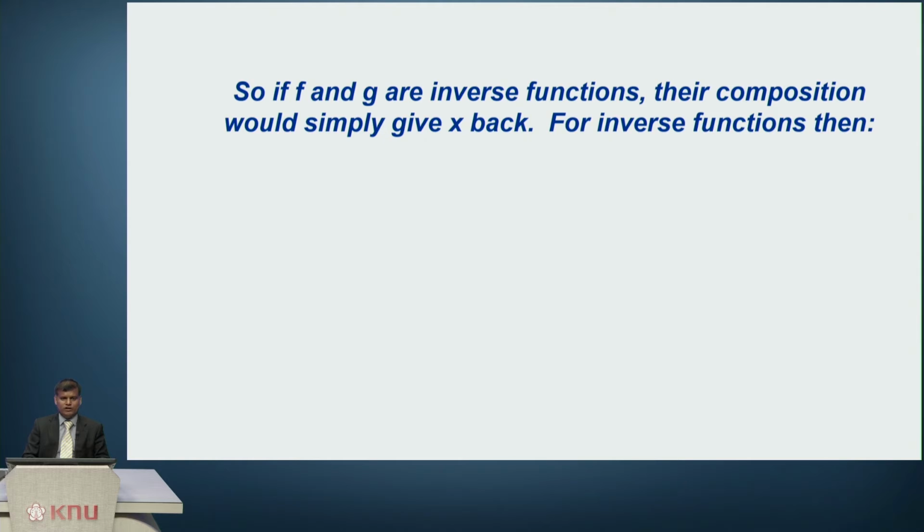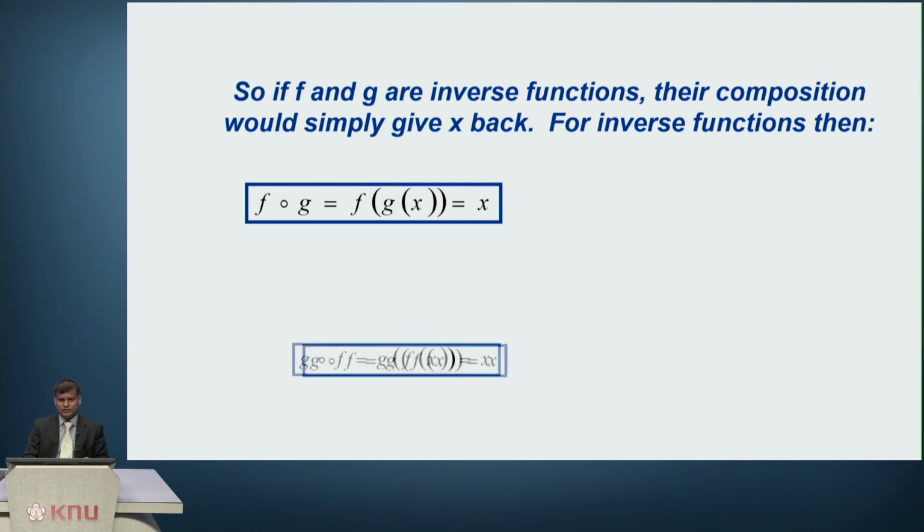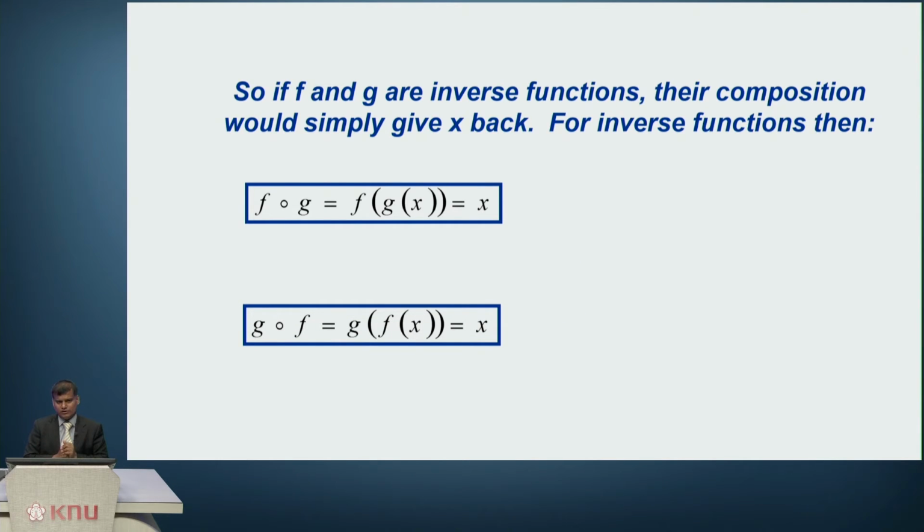Let's see further on, if f and g are inverse functions, their composition would simply give x back. So that's one of the properties that we have seen once. Let's see here as well. In other words, f composed with g, f(g(x)), equals x, and g composed with f, g(f(x)), equals x. So this property holds true for an inverse function.